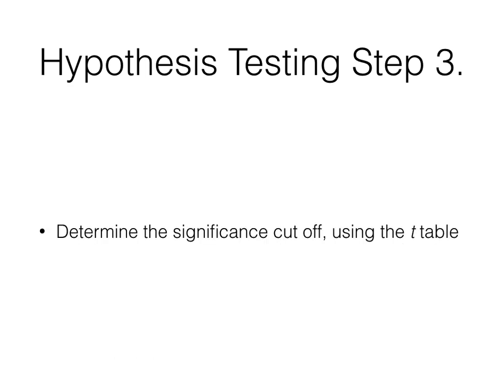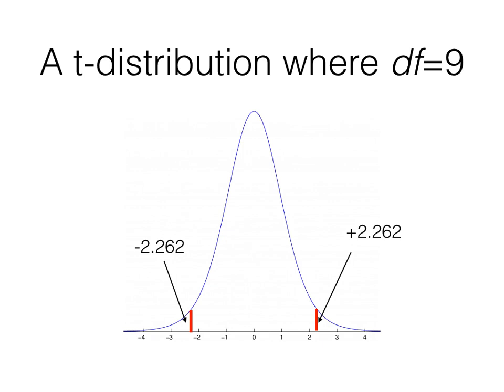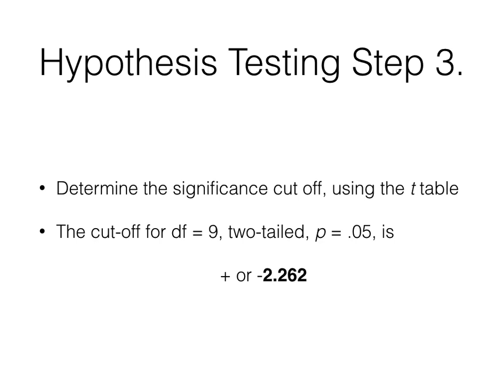Hypothesis testing for step 3 is similar to the previous example. We're going to determine the significance cutoff using the t-table. And again, we have degrees of freedom of 9. We're dealing with a two-tailed test. 2.262 is the alpha 0.05 cutoff for a two-tailed test where degrees of freedom is equal to 9. So if I imagine my little curve here, a t-distribution where the degrees of freedom is equal to 9 again, I have these boundaries of plus 2.262 and minus 2.262. Those will change depending on the degrees of freedom, but it just happens that these two examples both had degrees of freedom of 9. So my cutoff is plus or minus 2.262.